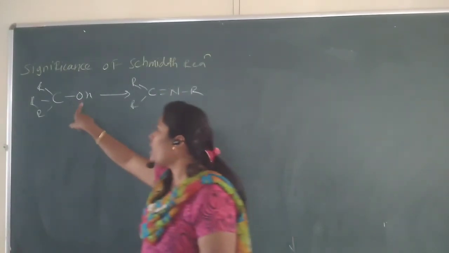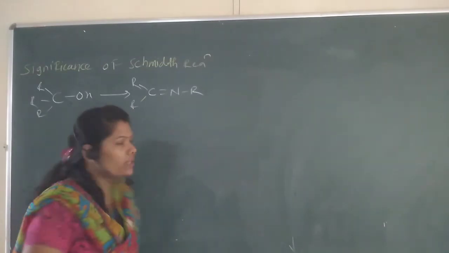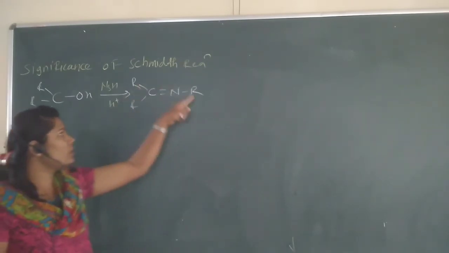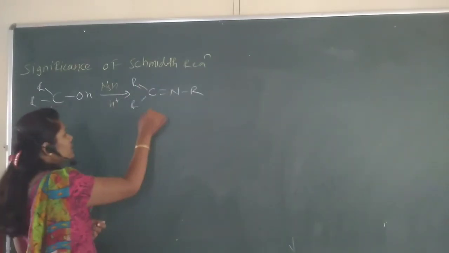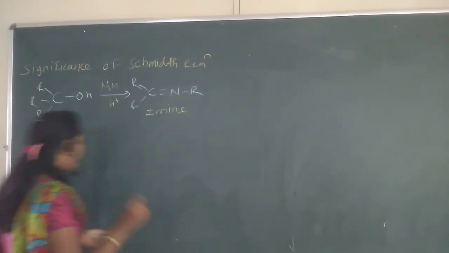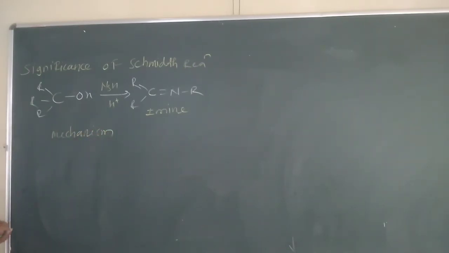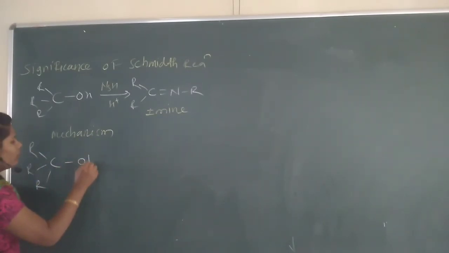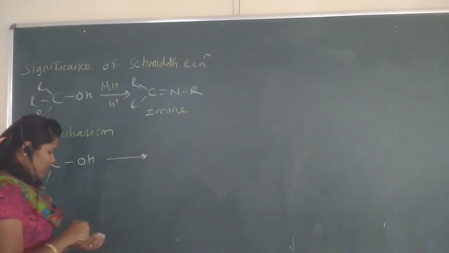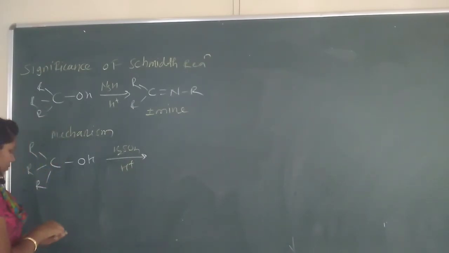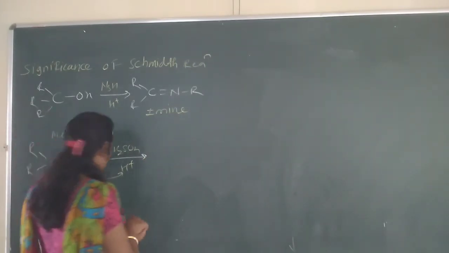Here, whenever the alcohol undergoes the Schmidt reaction, that is a reaction with HN3 and H plus, there is a formation of this imine compound. This is the imine. Let me learn the mechanism. What happened here? This alcohol, that is R tertiary alcohol, OR, reacts with the H2SO4, that will give H plus ion. This is accepted by this lone pair of the oxygen. Then there is a formation of what?